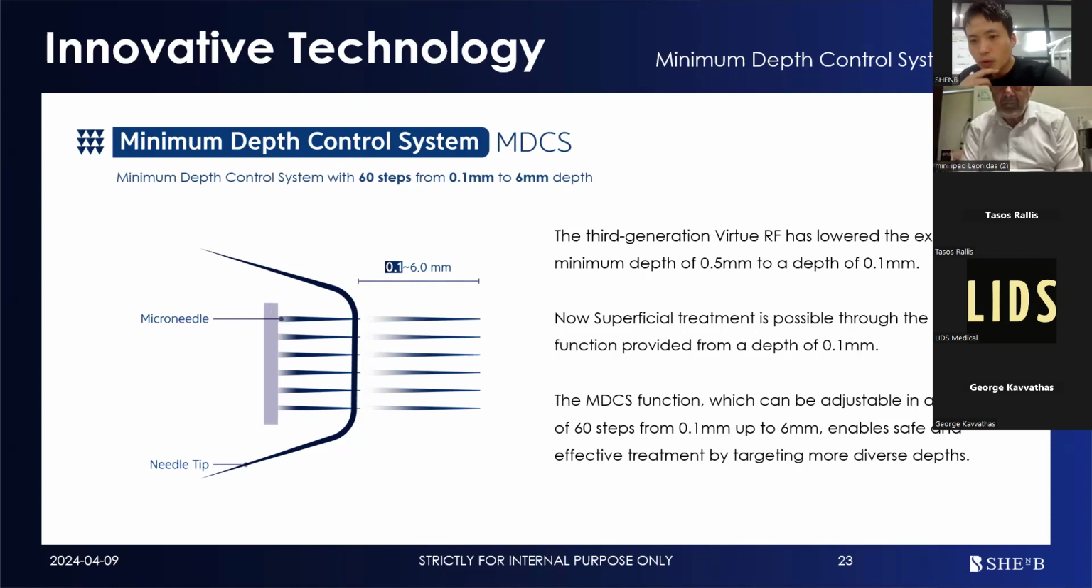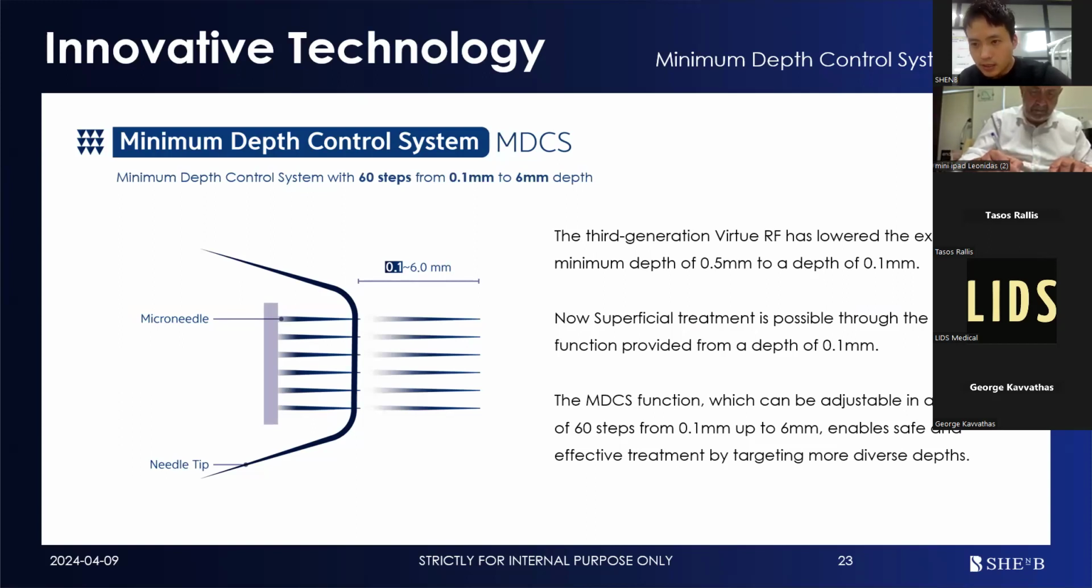Also, when we treat melasma, it is very efficient to target a very superficial layer, which starts from 0.3 millimeters. I'm going to give you theoretical evidence a little bit later on. So by using this minimal depth control system, we can choose the depth starting from a very low depth up to 3.5. And of course, the increment level is 0.1 millimeters.